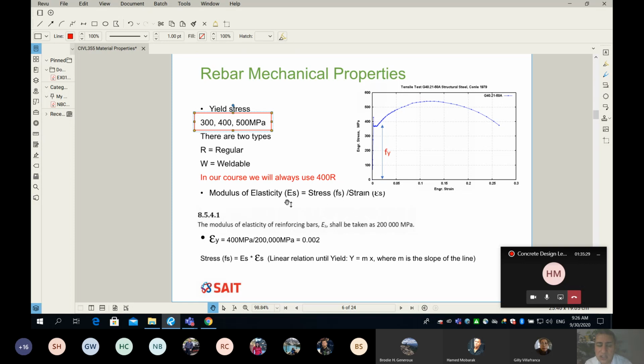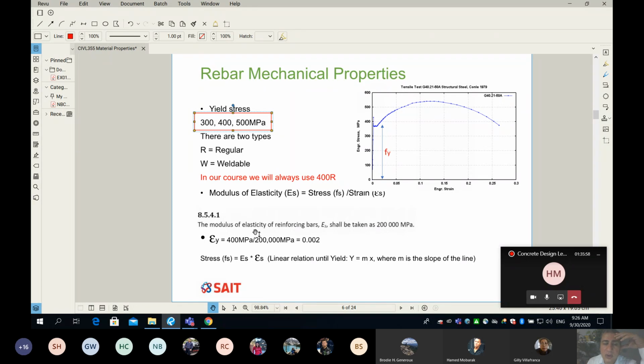So the modulus of elasticity is the stress divided by the strain. Remember, the strain is unitless, and that's why the modulus of elasticity has the same units as the stress. Both of them are in MPa. And I think if you remember from probably the first or second class, we said that we're going to use 200,000 MPa as our modulus of elasticity.